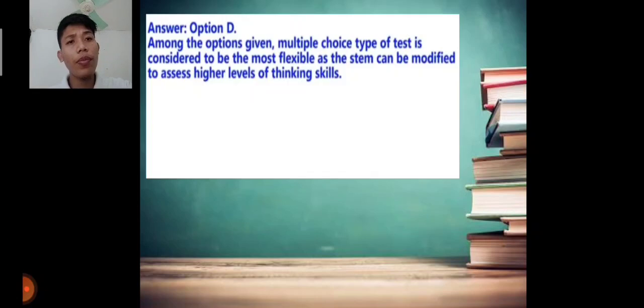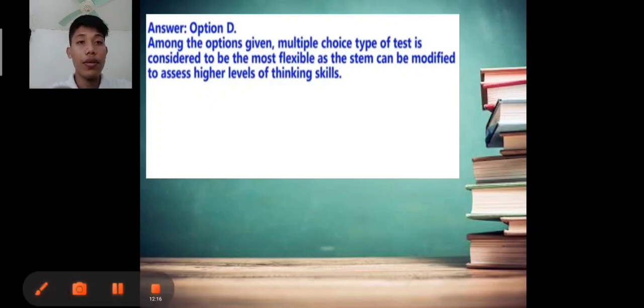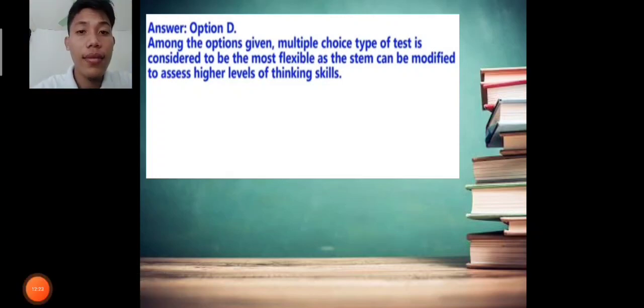Why? Among the options given, multiple choice type of test is considered to be the most flexible, as the stem can be modified to assess higher levels of thinking skills. So, higher levels of thinking skills can really be applied in multiple choice. So, let's proceed.